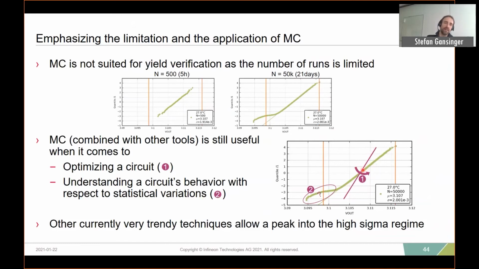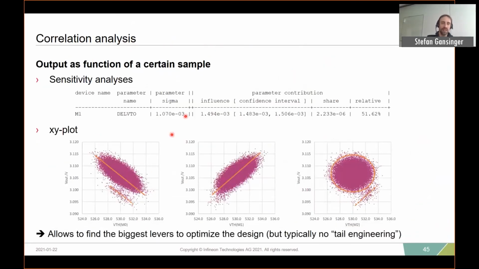So for instance, there is a so-called correlation analysis or sensitivity analysis when we run Monte Carlo simulation. For correlation, we plot our output, so V out, for instance, versus an input sample. So for instance, the threshold of transistor M1. What we see here is that there's a nice correlation between the threshold of M1 and V out. So the larger the threshold of M1, the larger V out, which means if we are able to reduce the variation of the threshold of M1, we can reduce the variation of V out.